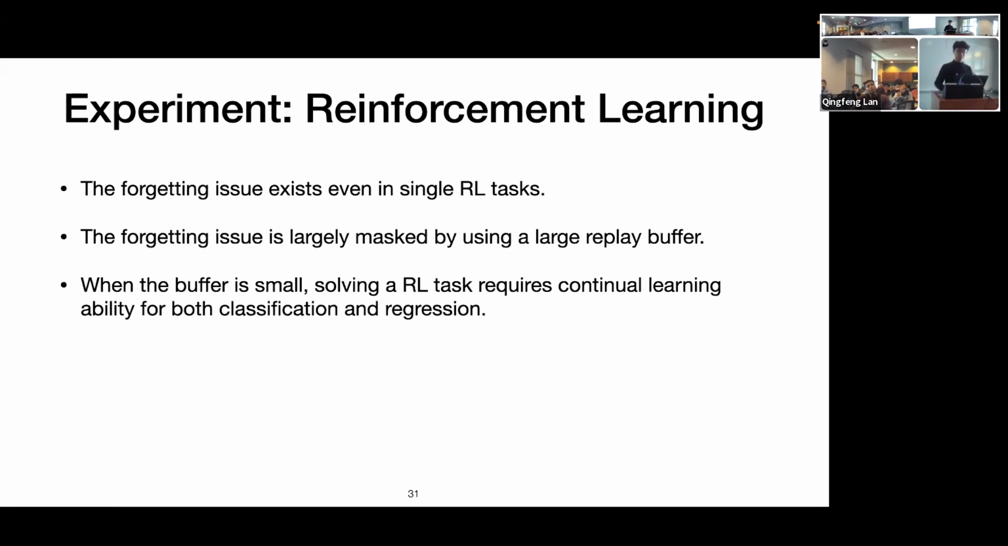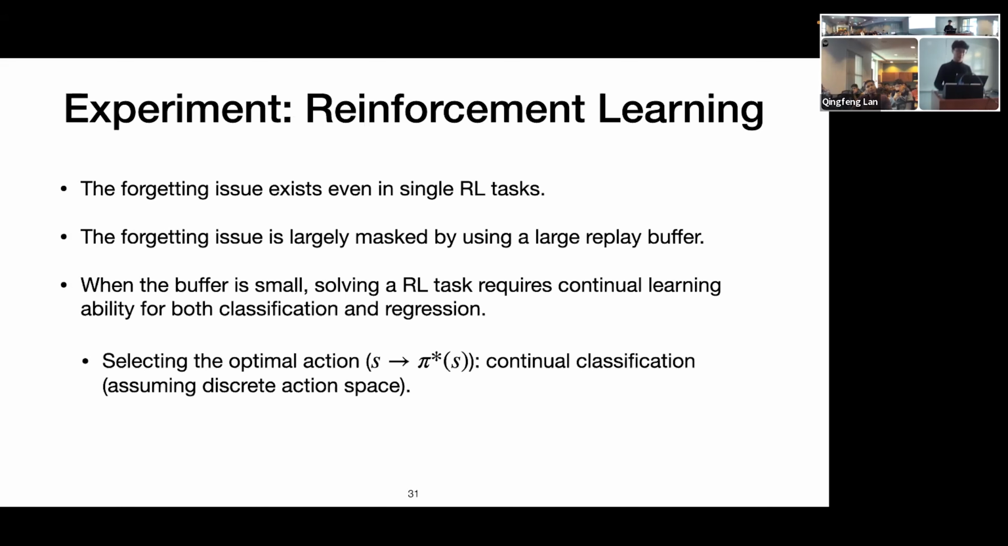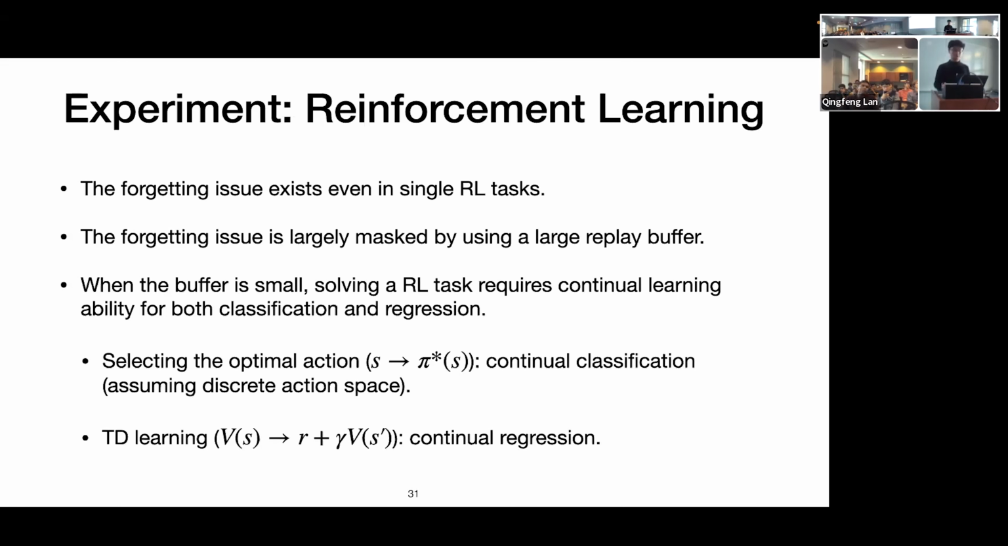And when the replay buffer is small, solving an IID task requires continual learning ability for both classification and regression. For example, by selecting the optimal action, we're actually doing something similar to continual classification, assuming that we have a discrete action space. And for TD learning, it's actually required for the model to do continual regression, because during training the target is changing, similar to what we showed in the editing a sign function experiment.